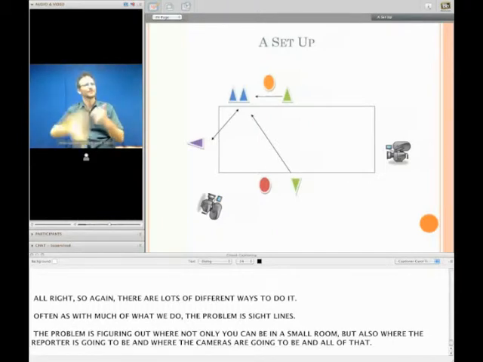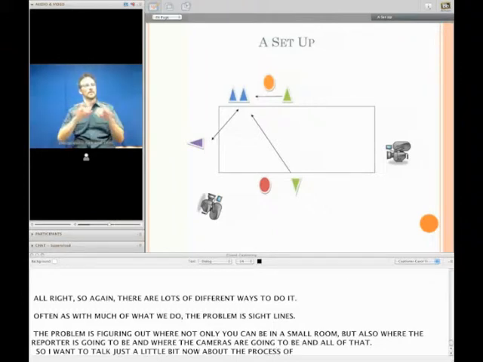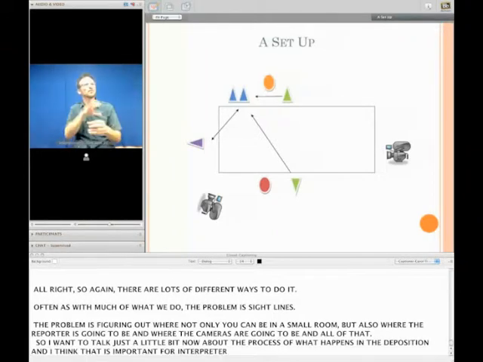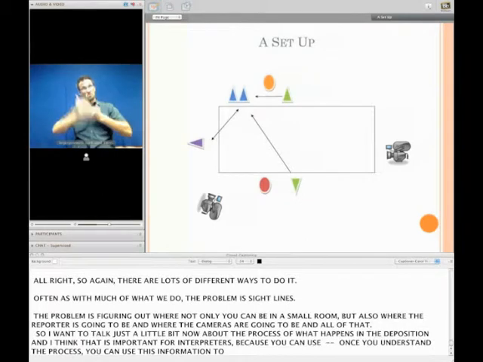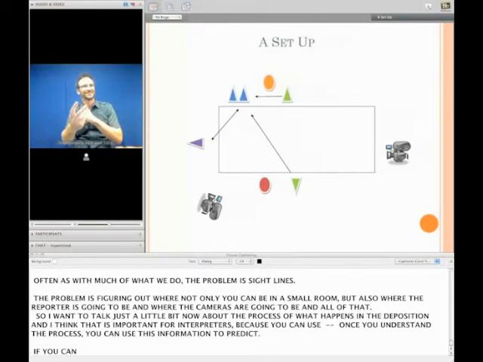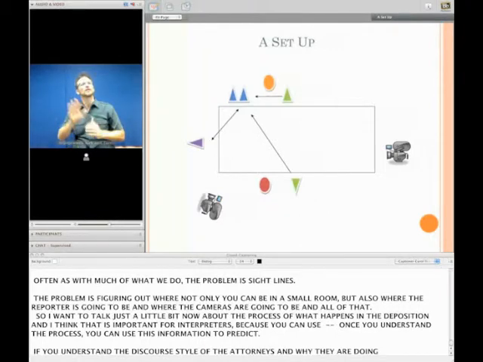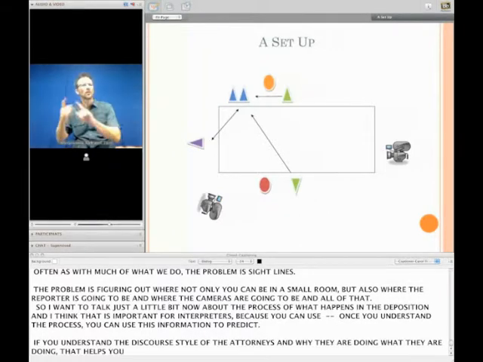So I want to talk just a little bit now about the process of what happens in a deposition. And I think that's important for interpreters because once you understand the process, you can use this information to predict. If you understand the discourse style of the attorneys and why they're doing what they're doing, that helps you in accurately interpreting and predicting what is coming next.